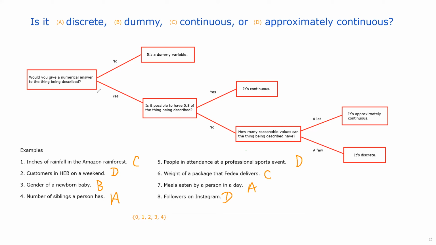Let's go run down the tree. It's a numerical thing. Yep, you either have 0, 1, 2, 3 franchises. Can you have half a franchise? No, you cannot have half a franchise. How many reasonable values can the thing being described have? I would say a few.